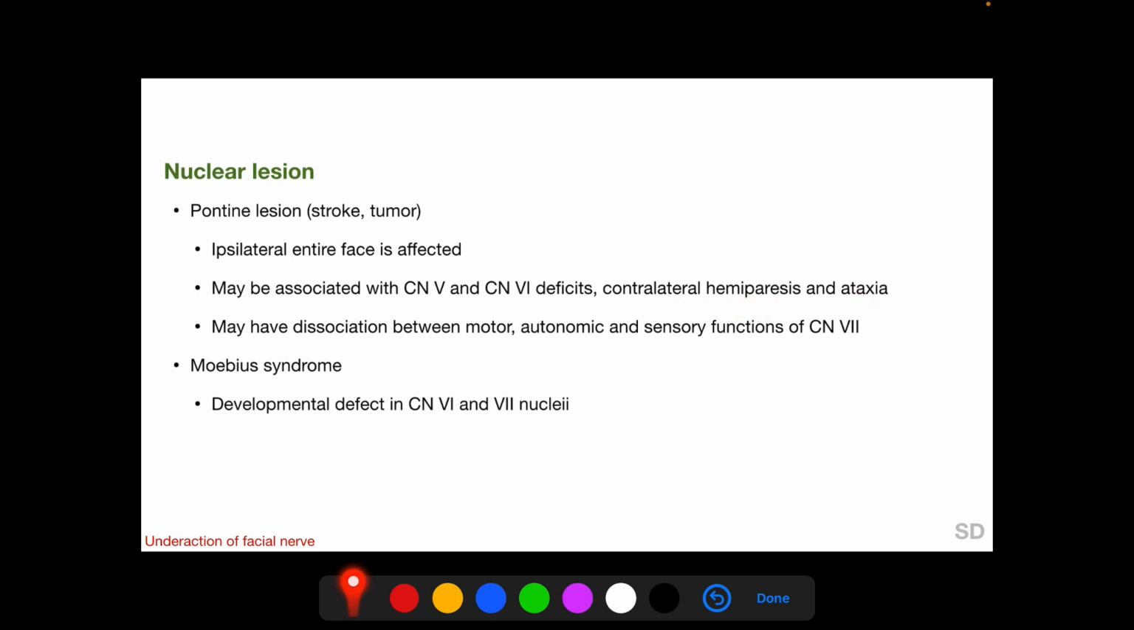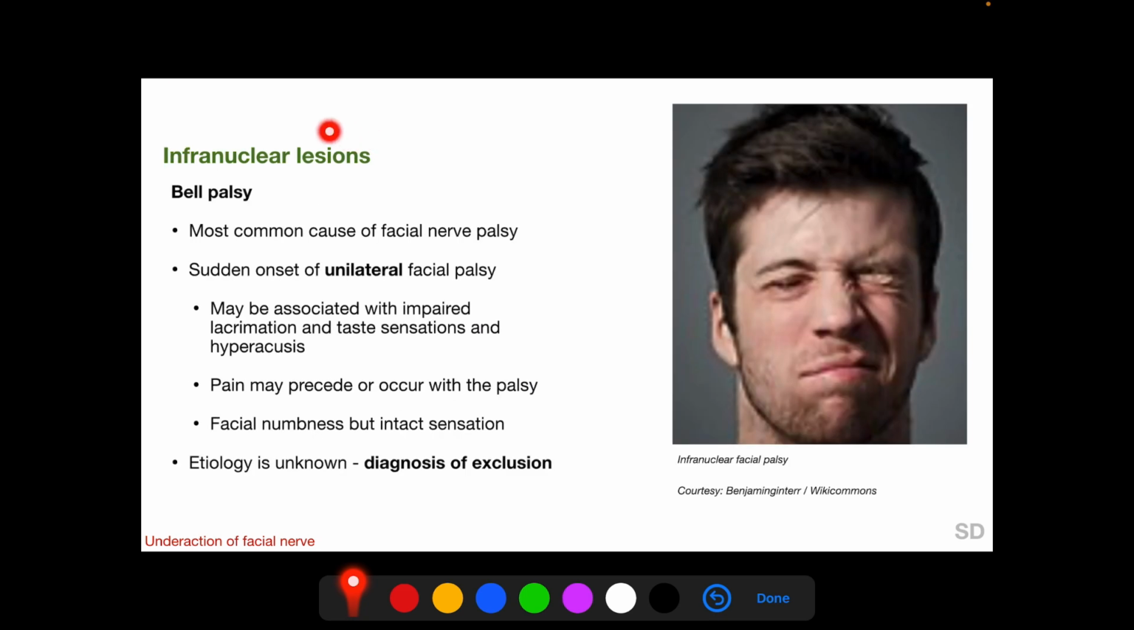And the pontine lesion may affect either the motor, the autonomic, or the sensory function, or any combination of the three. Mebius syndrome is a congenital syndrome in which there is a developmental defect in cranial nerve 6 and cranial nerve 7 nuclei. Infranuclear lesion of the facial nerve is characterized by Bell's palsy, but Bell's palsy is a diagnosis of exclusion after we have excluded supranuclear, nuclear and other causes of infranuclear lesions of the facial nerve.